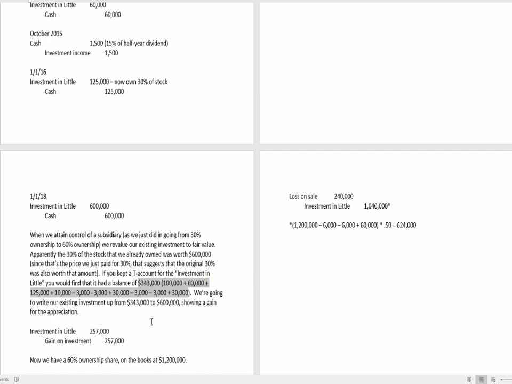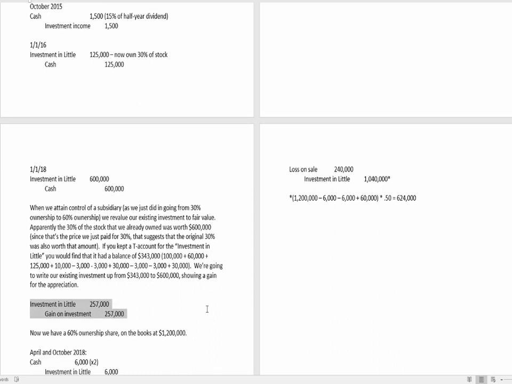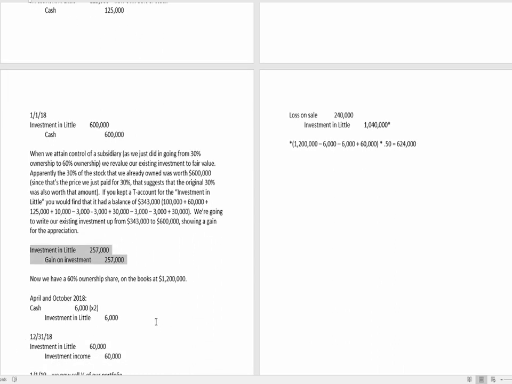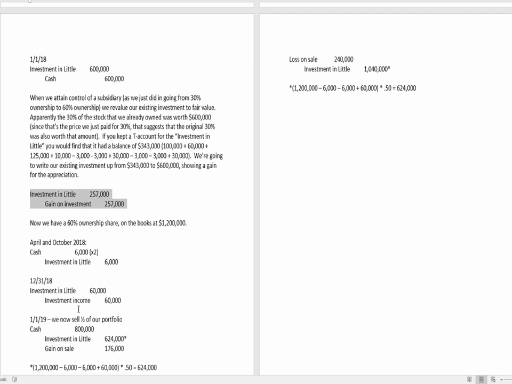We're going to write it up to $600,000. So we're going to go ahead and show a gain on investment of $257,000, simply writing up the investment to its fair value on the date when we attain control. So again, this is one of the few places where we can show a gain or loss, as the case may be, simply by buying something. So now we have a 60% ownership share on the books at $1.2 million.